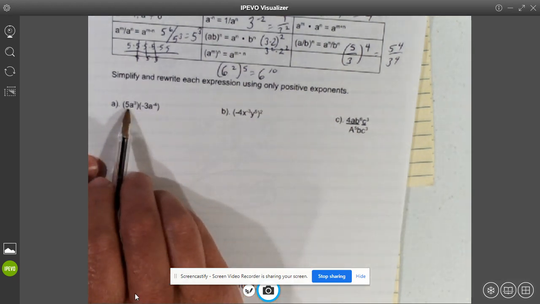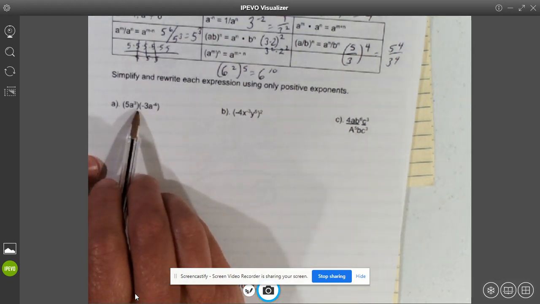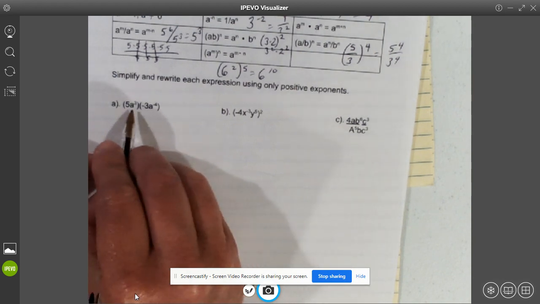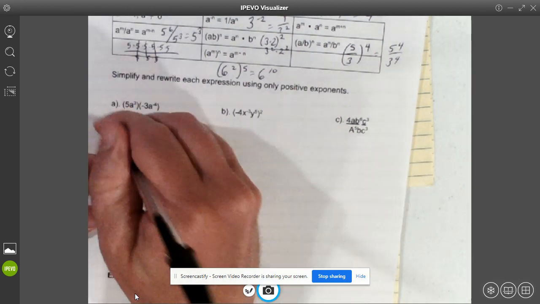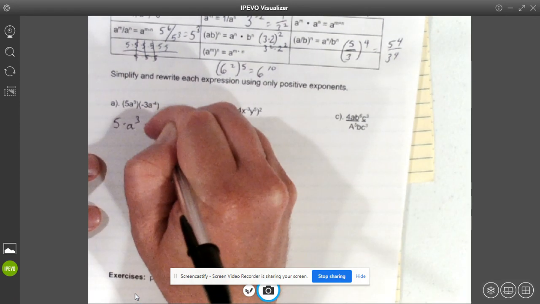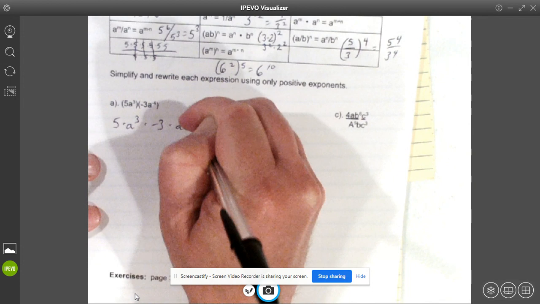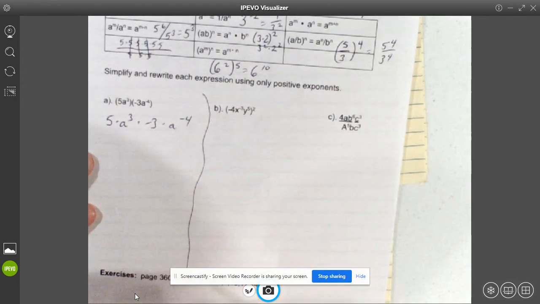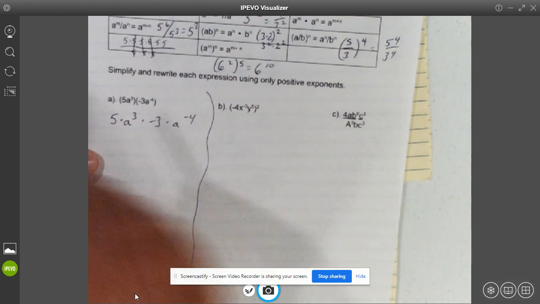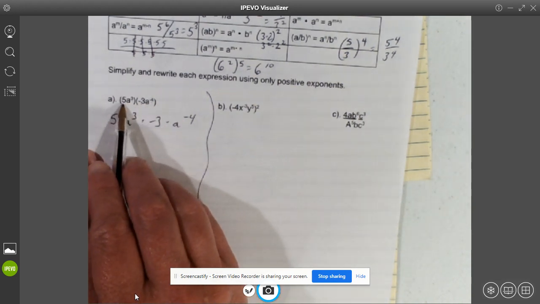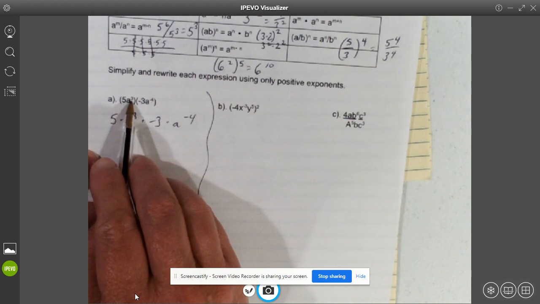So if we look at this, this is 5a to the third times negative 3a to the fourth. First thing you have to understand is this is all just multiplication, and I'm going to write it that way. So this is 5 times a cubed times negative 3 times a to the negative fourth. Let me just draw my line here. So this negative 4 has nothing to do with that 3. That exponent of 3 has nothing to do with that 5. I always say exponents are nearsighted. They only see what's right in front of them.